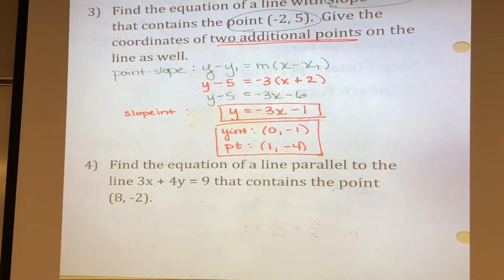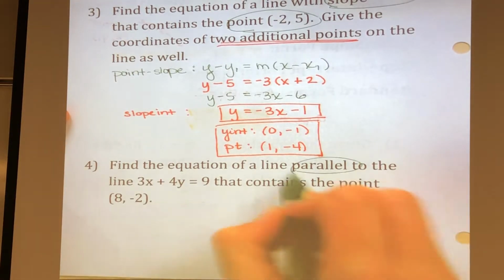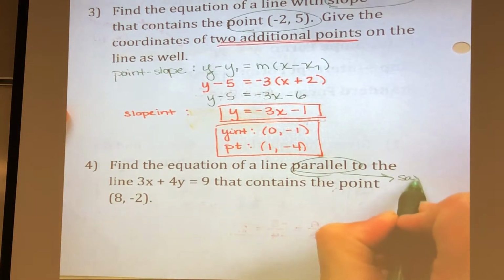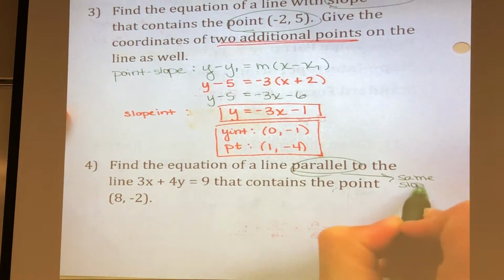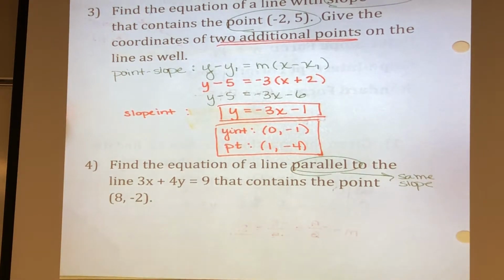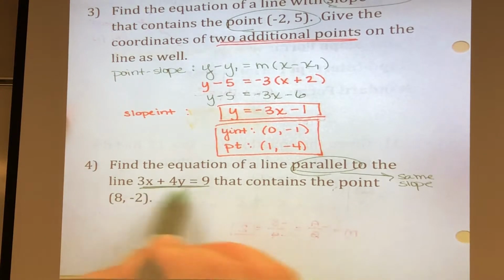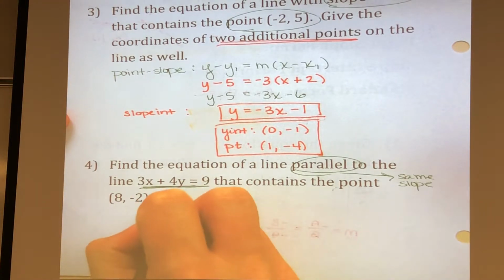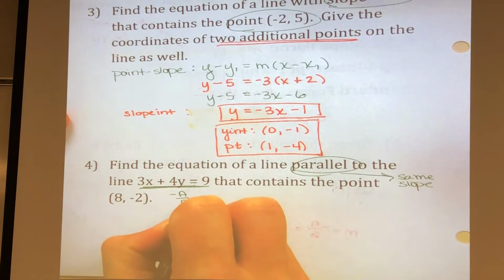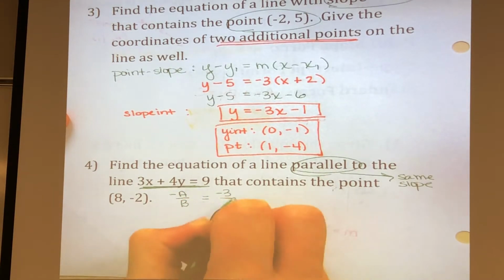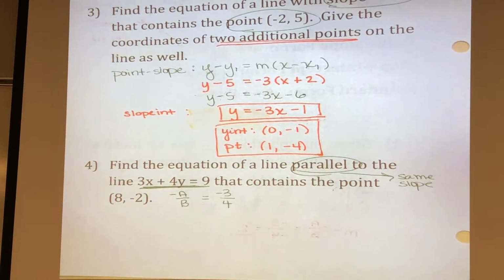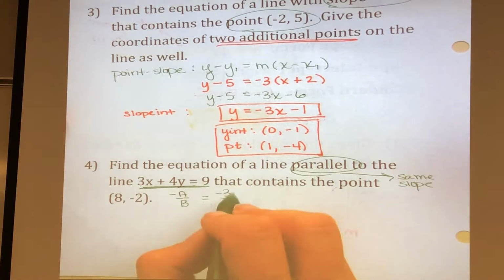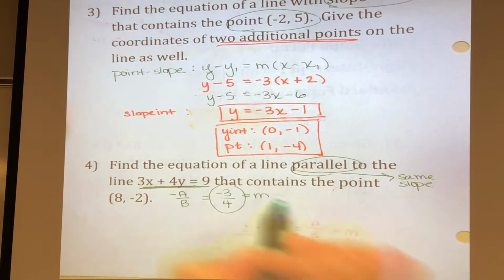Number 4, find the equation of a line parallel to this line that contains the point 8, negative 2. All right, so hopefully you remember that parallel lines need to have the same slope. Okay, so if you remember how to find slope when it's in standard form, we do the opposite of A over B. So we need to do negative 3 over 4. So we want our line to also have the slope negative 3 over 4.